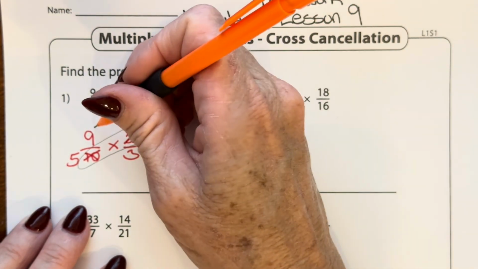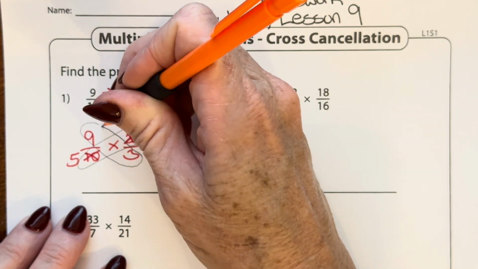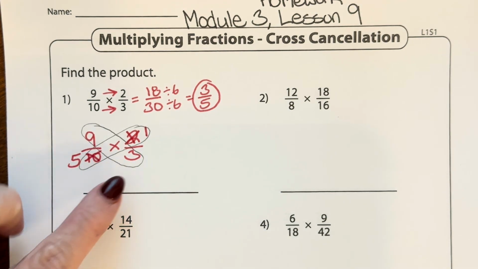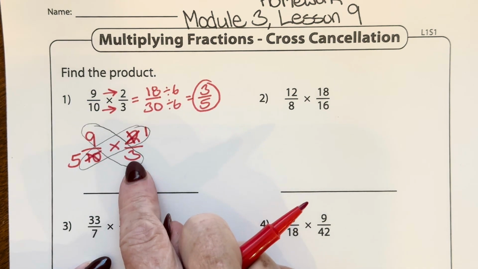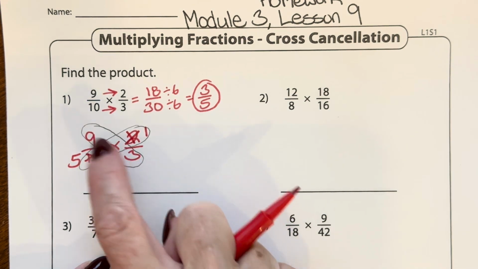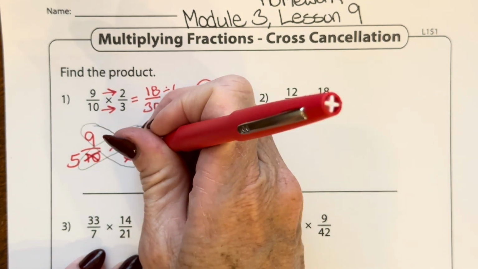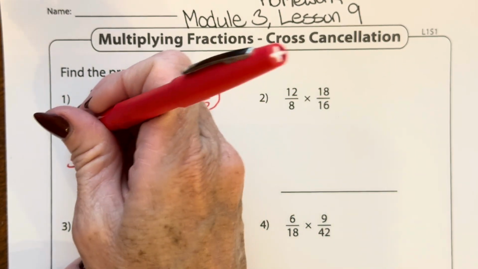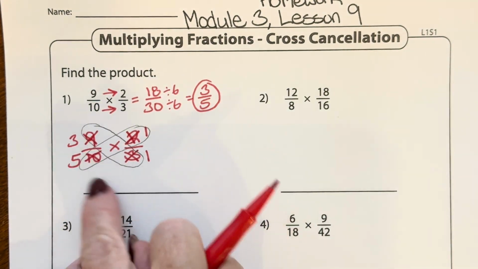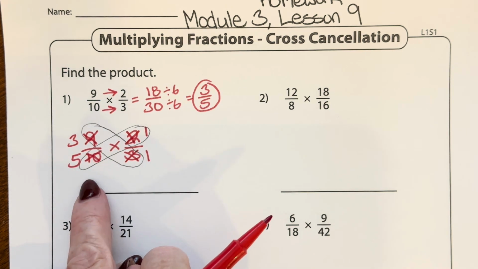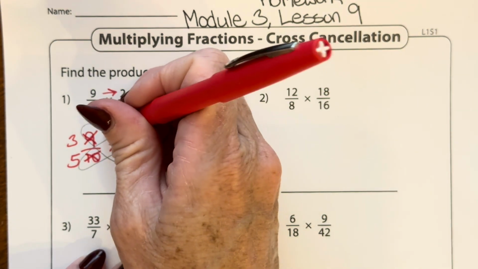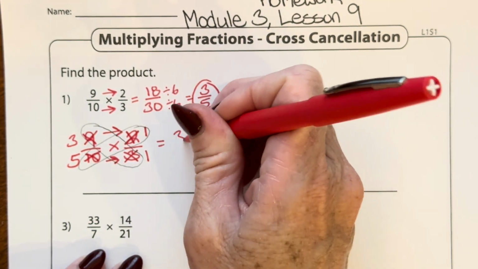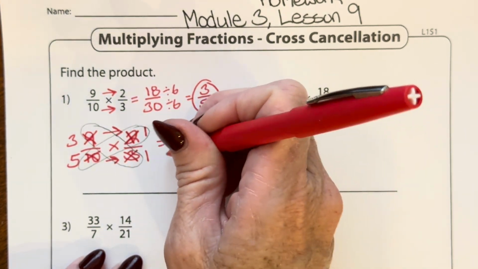Okay, then I also look over here at that cross and I say, what's the greatest common factor for 9 and 3? Well, 3 can fit into 3 and 3 can fit into 9. So 3 is the greatest common factor, and 3 can fit into 3 1 time, and 3 can fit into 9 3 times. So I made my problem simpler before I even did it. So now if I multiplied straight across, I would get 3 times 1 is 3, and 5 times 1 is 5.